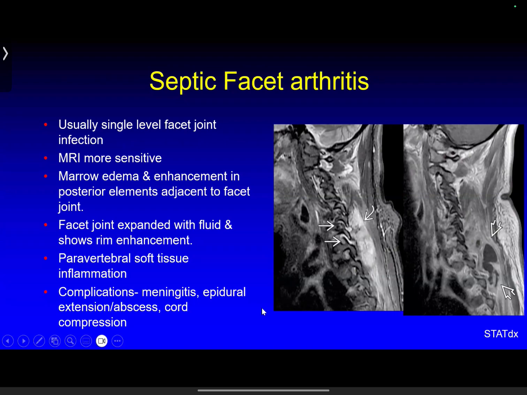This infection can seed the spinal canal and can result in meningitis, epidural extension with phlegmon or abscess formation, and cord compression. So it's important to look at soft tissue detail and get an MR when suspected.